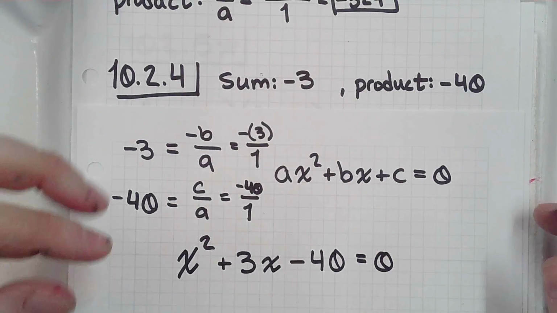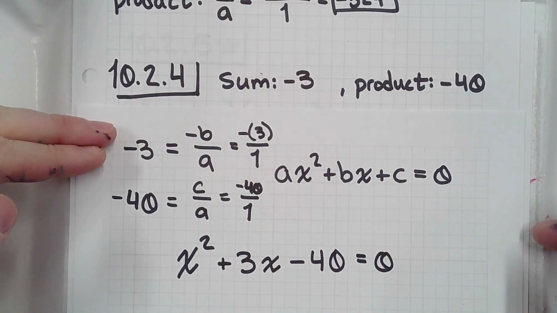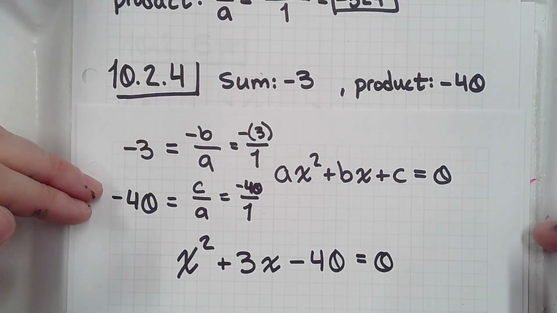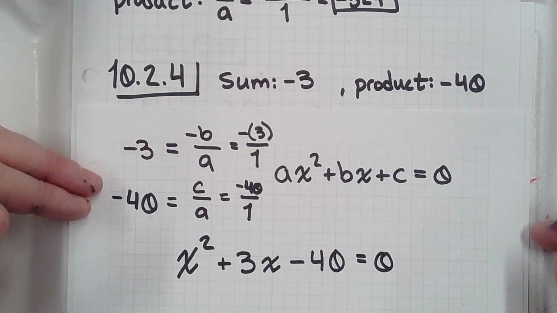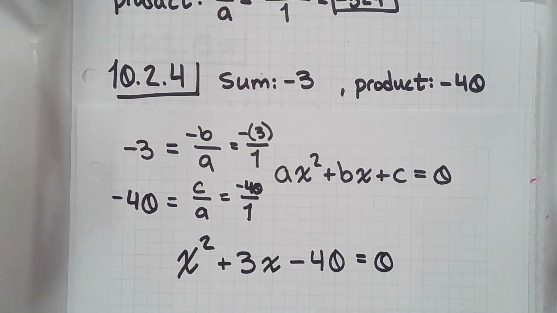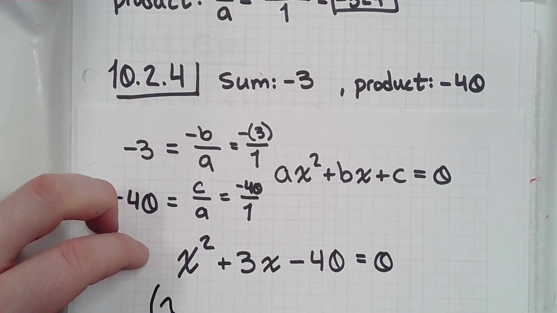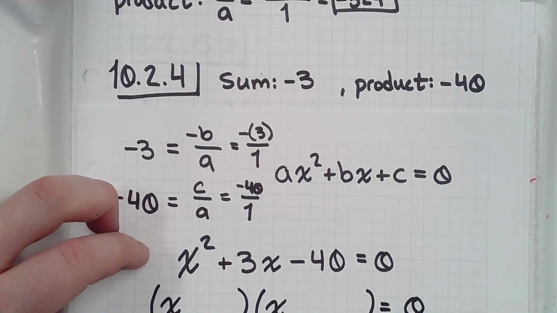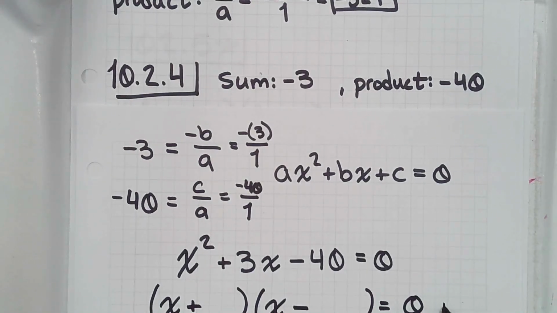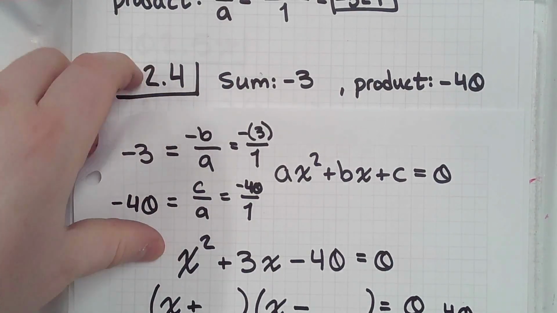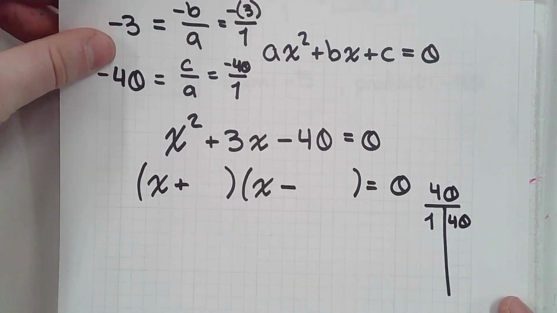So we need roots that will add to negative 3 and multiply to negative 40. If we factor, we'll know we need a plus and a minus so that they multiply to a negative 40. And I'll show this one. Here are all the options for multiplying to 40 with whole numbers. So 1 and 40. Oh, I said I'd show it. There we go.